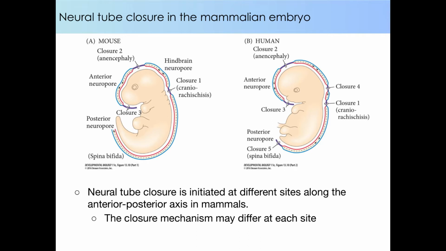In mammals, there are multiple points at which the neural tube closure is initiated. So in mice, as you can see, there are 3 closure points. And in humans, 5 different closure points have been described, as you can see here. So the closure of the neural tube begins at these points and then it extends anteriorly and posteriorly from each point.